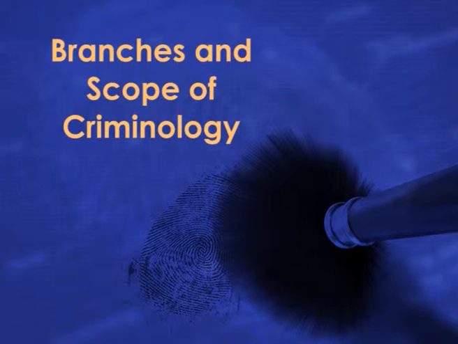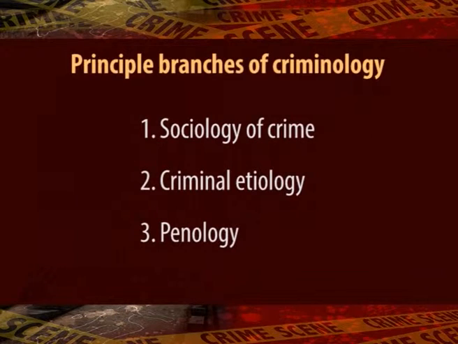Dear students, after having learned about the growth of criminology over the years, let us now try to understand the different branches of criminology. The field of criminology comprises of three principal branches. These are number 1, sociology of crime, number 2, criminal etiology, and number 3, penology. Let us discuss these different branches one by one.